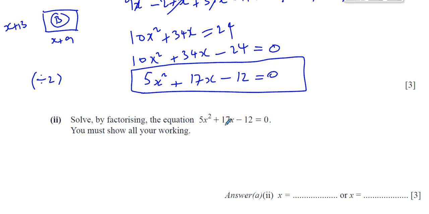All you need to do is just solve this equation. It's got no relation to part A or part 1 whatsoever. You know how to answer this question. You don't need any information from part A whatsoever. It could be just like a question on its own. Solve this equation by factorizing. Now let's say by factorizing.